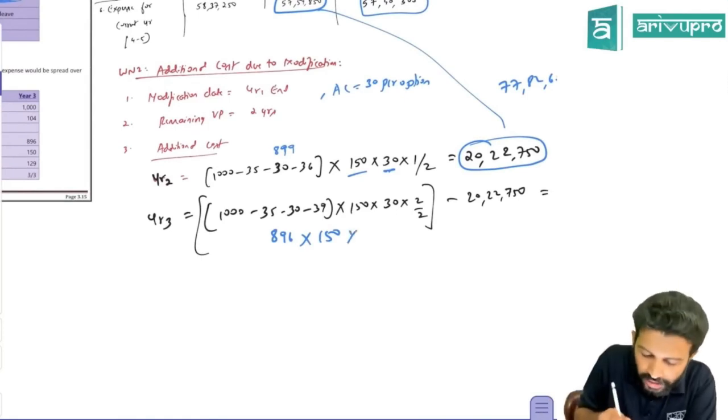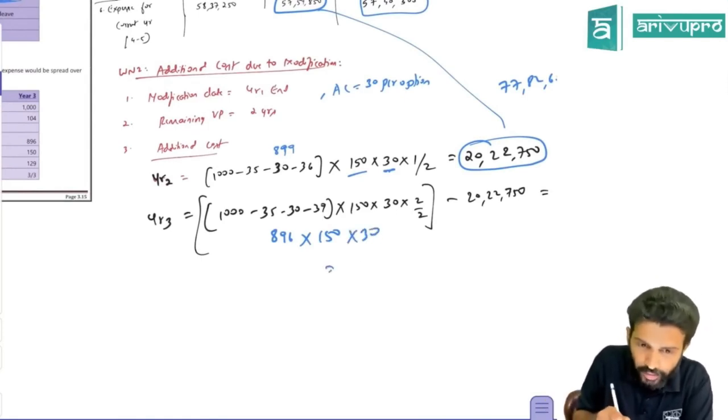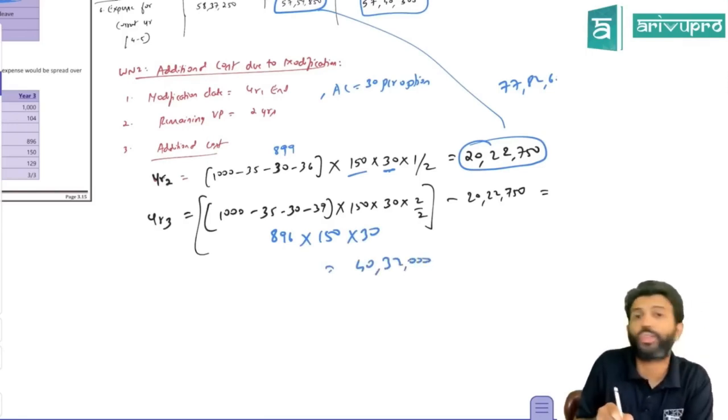And the loss on one share is 30 rupees. So into 30 you do. So the total loss is 40 lakh. If you do this, you're going to get 40 lakh 32,000. That is your total additional cost.